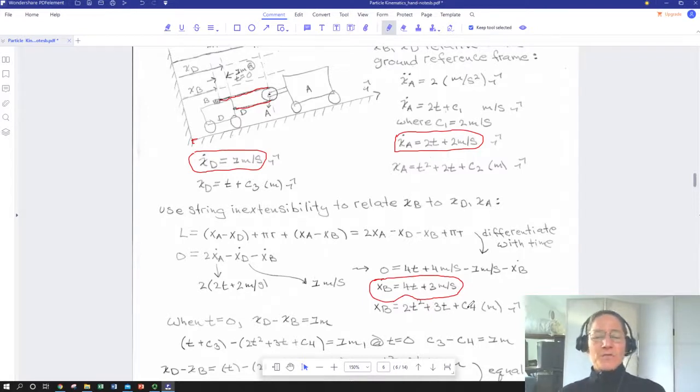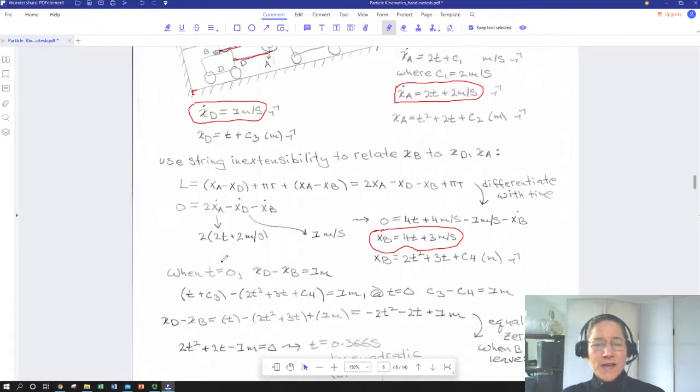We may be able to invoke another initial condition. So let's go ahead and do that. We're kind of working with a lot of relative initial conditions.